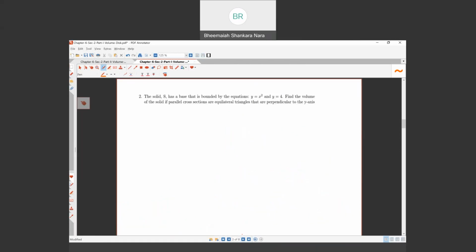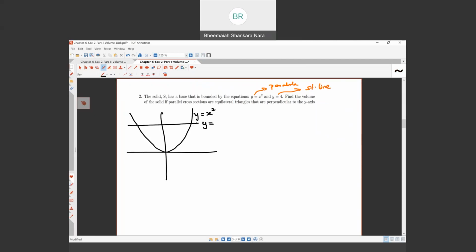The solid S has a base that is bounded by the equations. The first equation is a parabolic equation, y equals x squared. And the second equation is a straight line equation, y equals 4. Find the volume of the solid if the parallel cross sections are equilateral triangles that are perpendicular to the y-axis. So let's draw this. Let's draw a parabola y equals x squared. This is the open upward parabola passing through the origin. Let's also draw the line y equals 4, which is a line parallel to the x-axis.